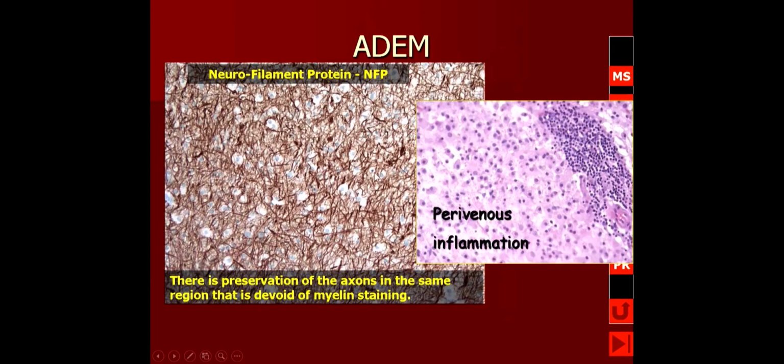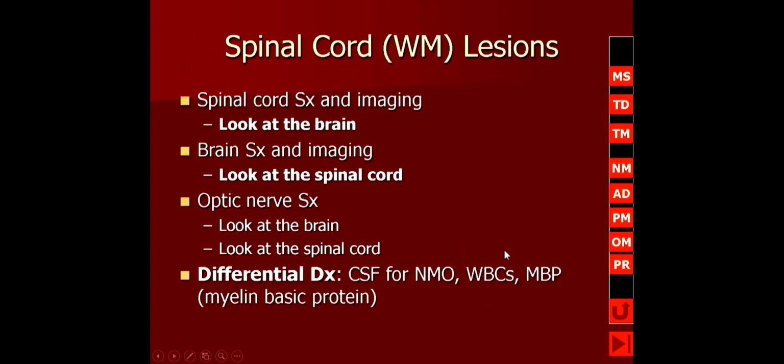And again, when you talk to the pathologist, all they see are denuded cellular processes. They see axons and dendrites without any myelin, and then they see perivenular small round blue cells. They see a white cell infiltrate around the vessels. So again, this is the classic presentation for ADEM.